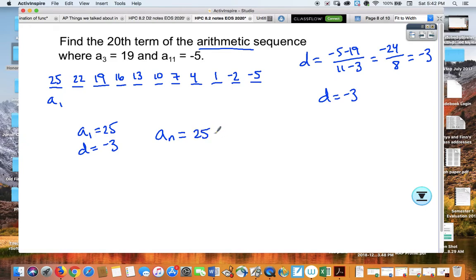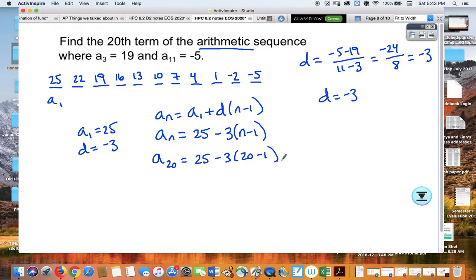So my first term, plus d, but d is a negative, so I'm subtracting. Here's the formula in case you've forgotten it. Okay, it's just that d is a negative, so instead of adding a negative, I'm subtracting. And if I want to find the 20th term, I'm just going to plug a 20 into my formula for n. Type that in my calculator. The 20th term will be a -32.